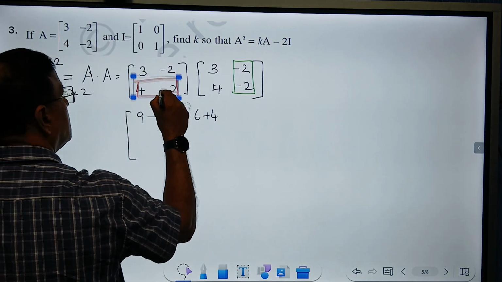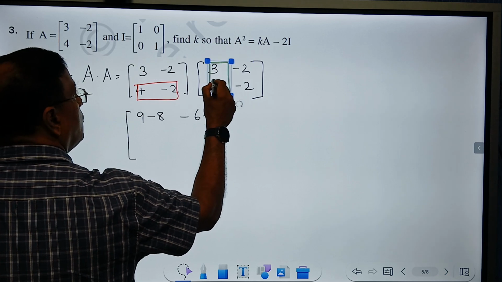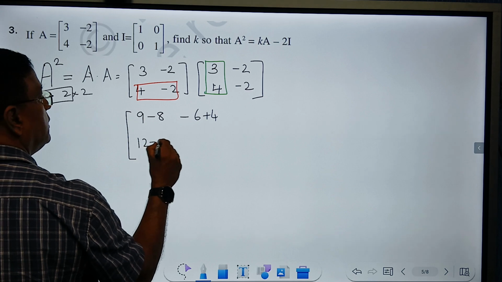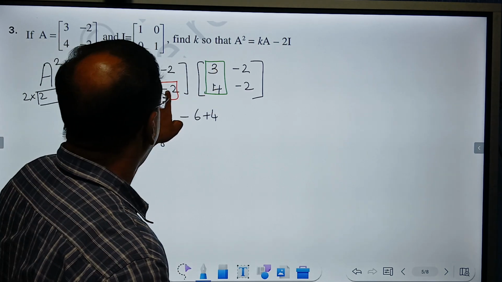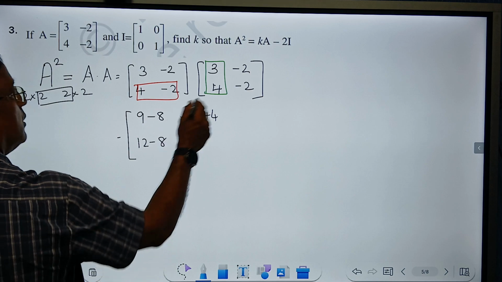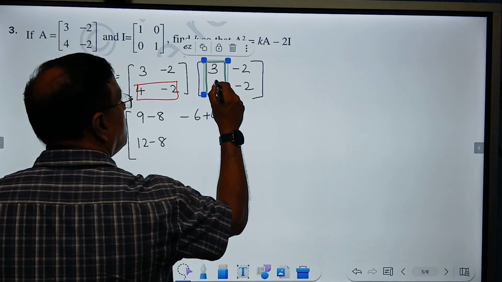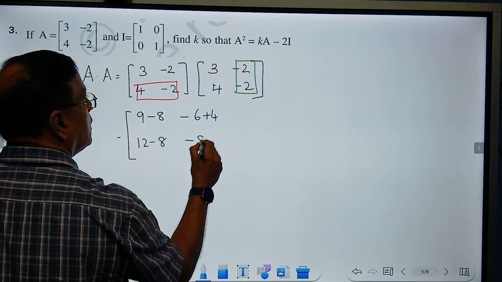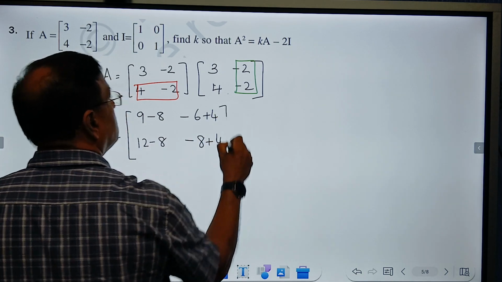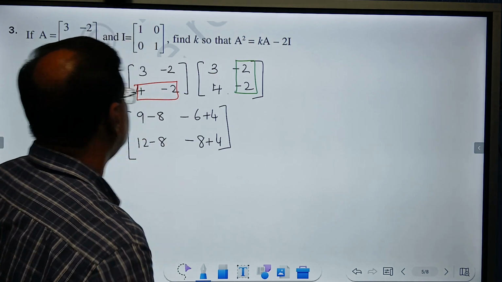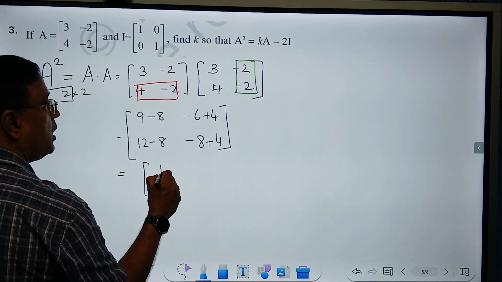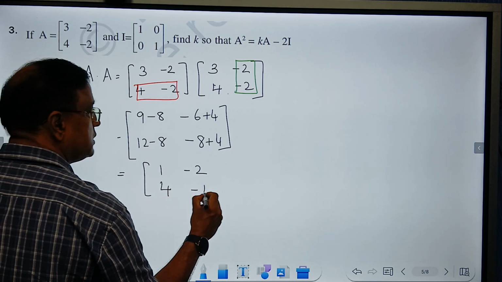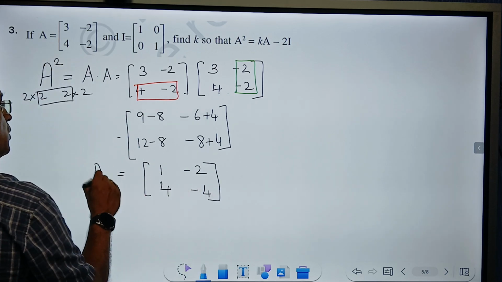Bring this back to column 1. Now multiply again. Tell me. 12 minus 8. Now shift this to the next column. What happens? Minus 8 plus 4. So what did you get? This is 1, minus 2. This is 4 and this is minus 4. This is my A square.